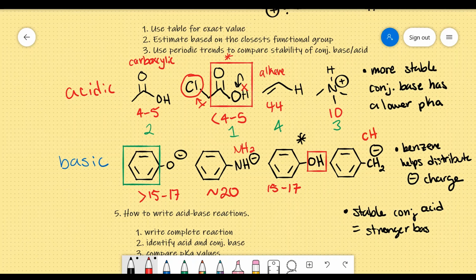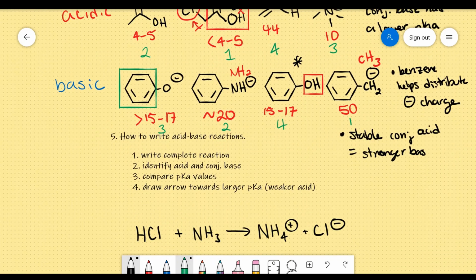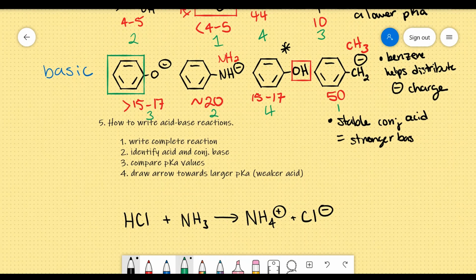And then finally, we're going to look at this guy. We have CH3. Well, we know what this one is, right? It's a methyl group, so it's an alkane, and we know its pKa is 50. Right off the bat, because we've memorized our chart and we're good students. So now we're just going to rank these. Okay, well, we see this one's the highest, so it's going to be 1, 2, 3, 4. Beautiful. And the last thing we're going to go through is how to write acid-base reactions.